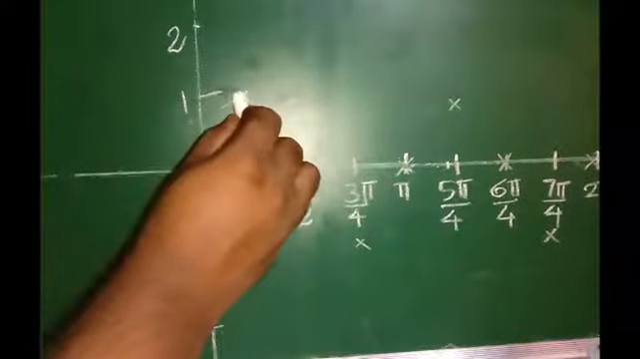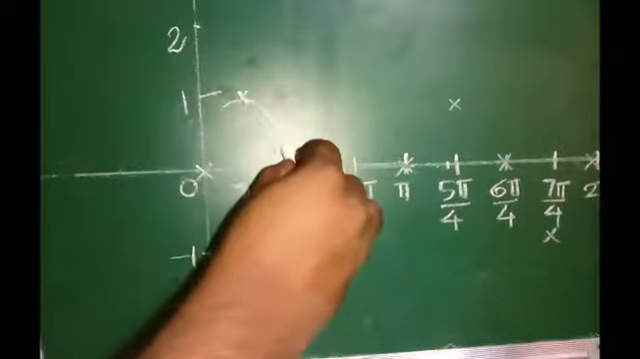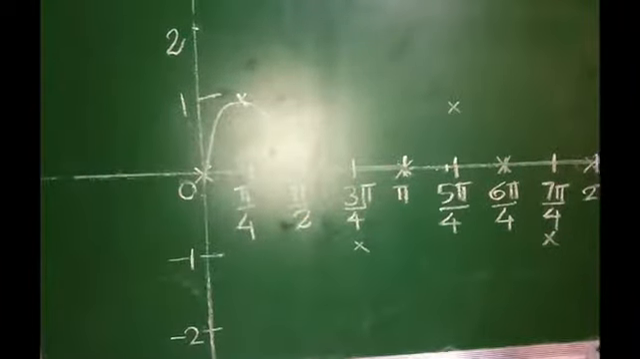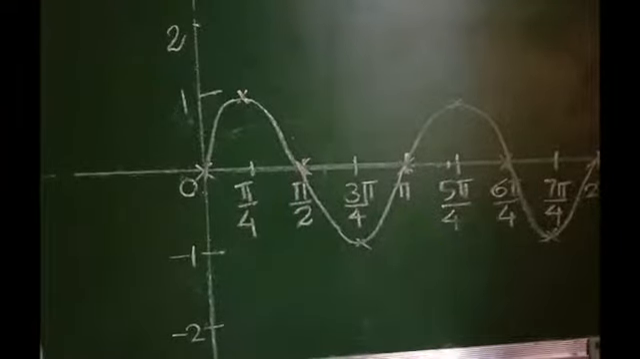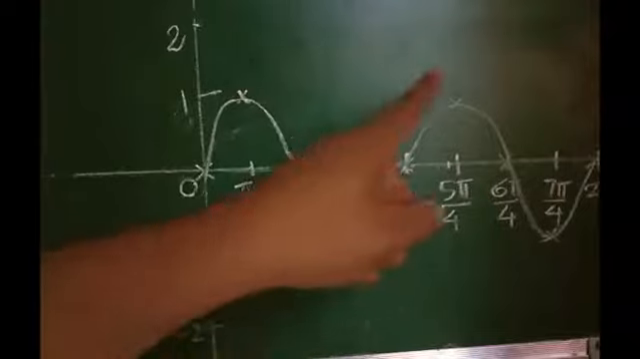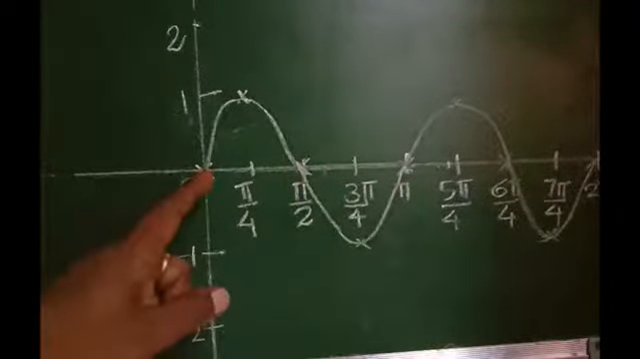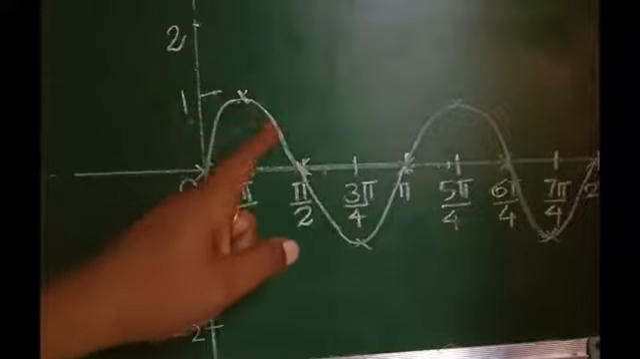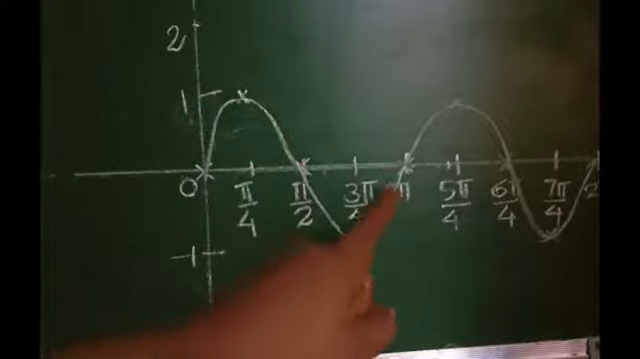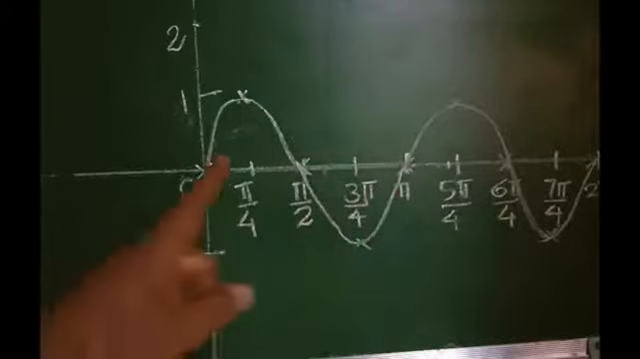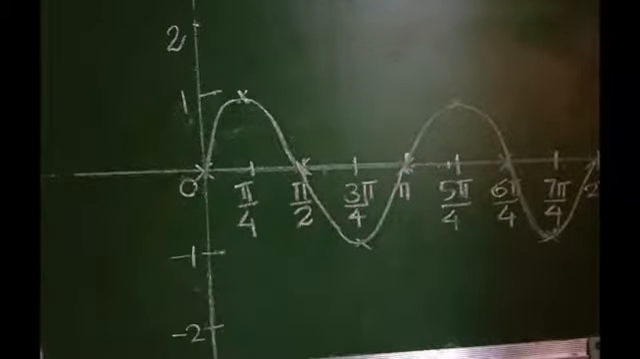So when you make the graph of this, we get the graph of y is equal to sine 2x in this format. Okay, see here it started from 0, up, down, again 0. That means from 0 to pi it makes one complete graph. That means the period is pi.